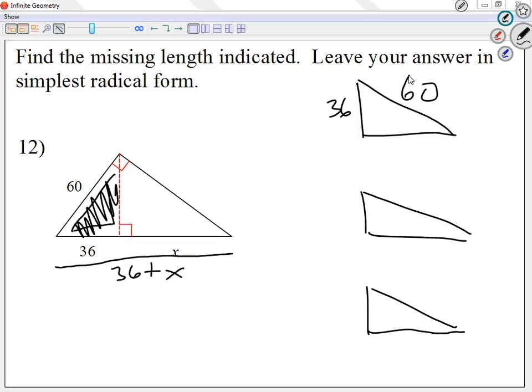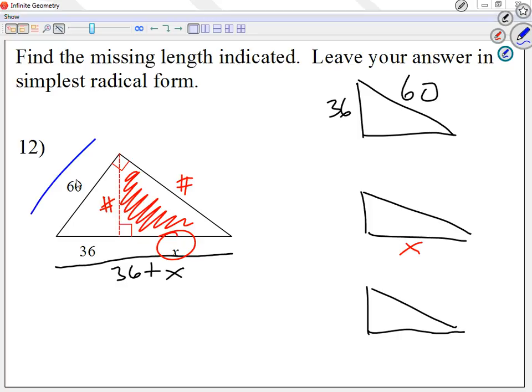Okay. If I look at the middle triangle, let me erase this. If I look at the middle triangle, the only information that I know is one side is x, I have nothing for the short side, and I have nothing for the hypotenuse. All I know is that the long side is x. So obviously my middle triangle is not going to be enough. Right? I need two sides. So that's why I said, in this case, we do need the big triangle. If you look at the big triangle, the short side is 60, and the hypotenuse is 36 plus x.